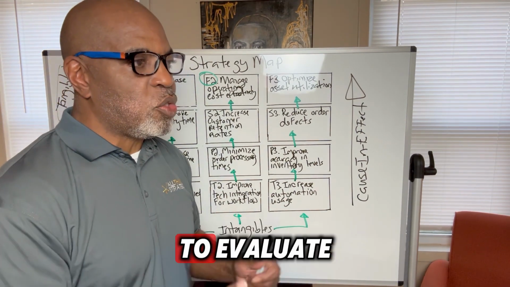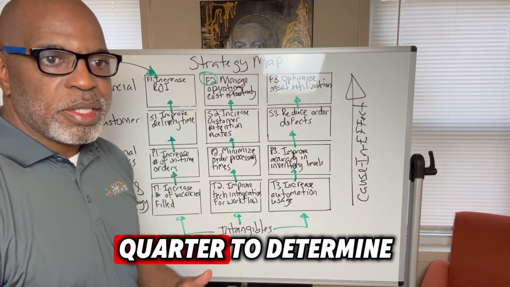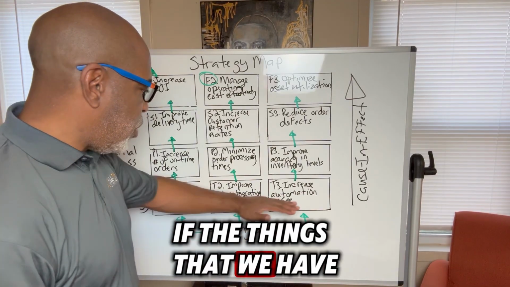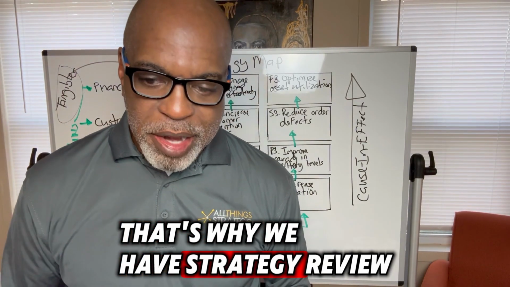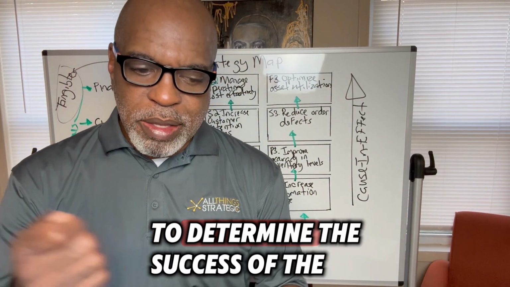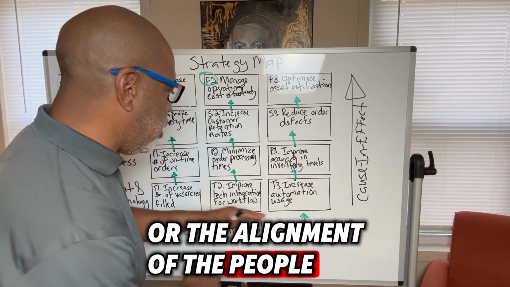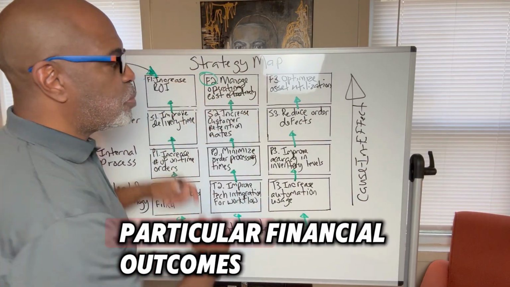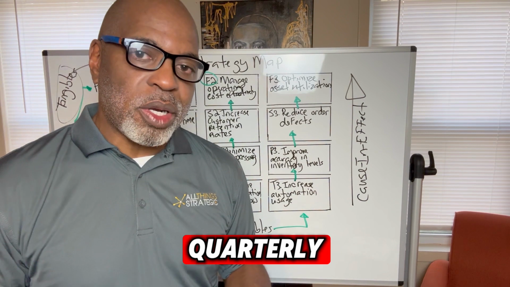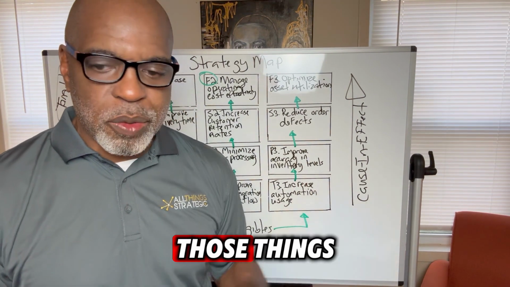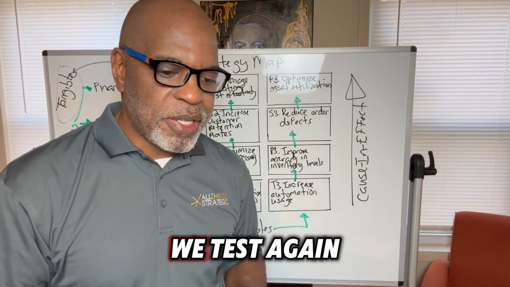When I say to determine how to evaluate, we can look at a strategy every quarter to determine if the things that we have at the bottom are helping us to achieve the top. We need to know that. That's why we have strategy review meetings to determine the success of the linkage or the alignment of the people, technology, and culture to these particular financial outcomes. So when we test the strategy quarterly, if we're not achieving those things, then we look at the map again, we realign and we reassess and we test again.